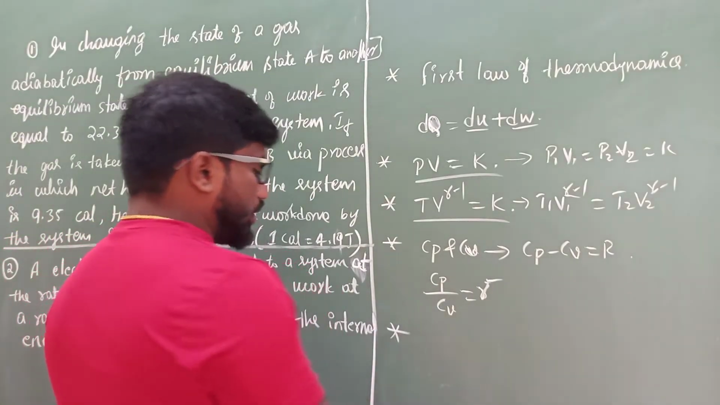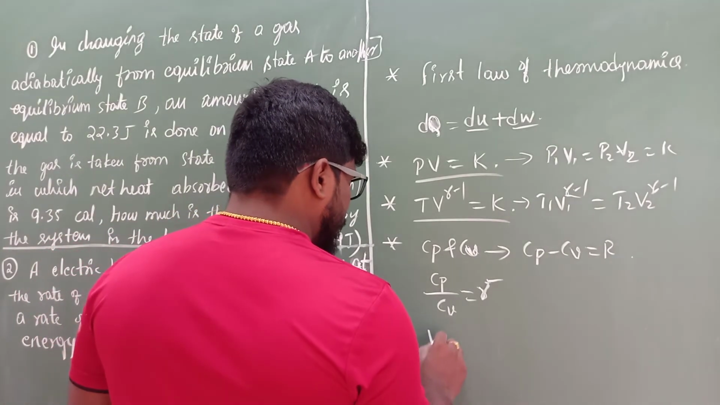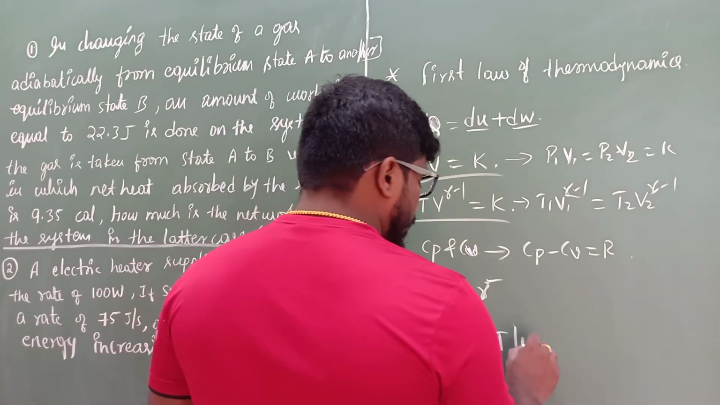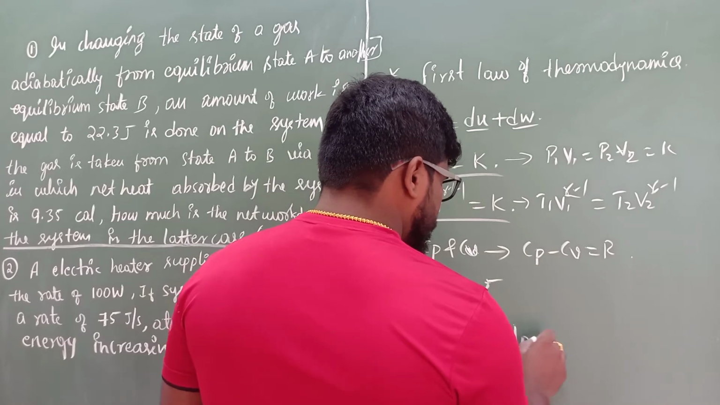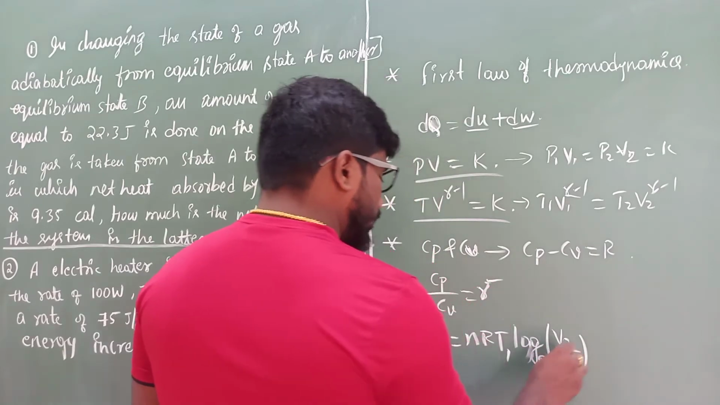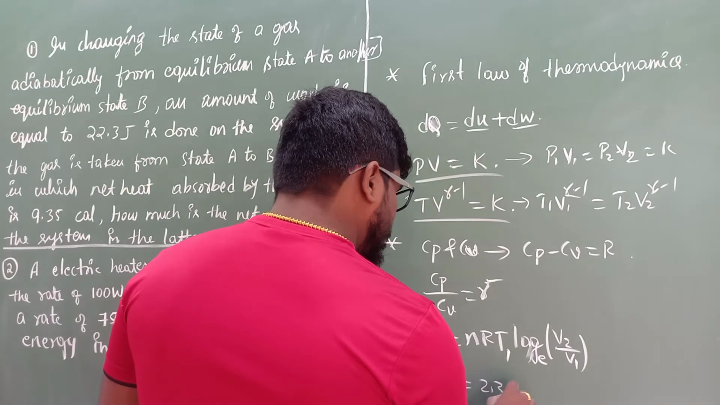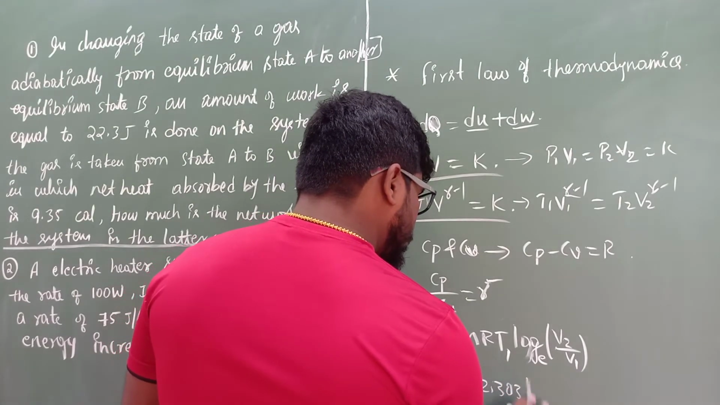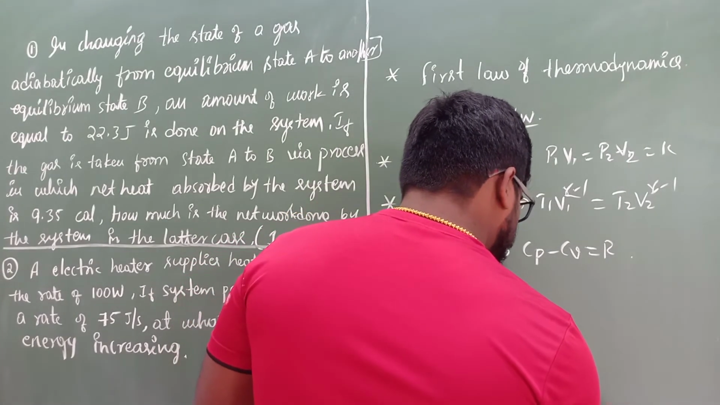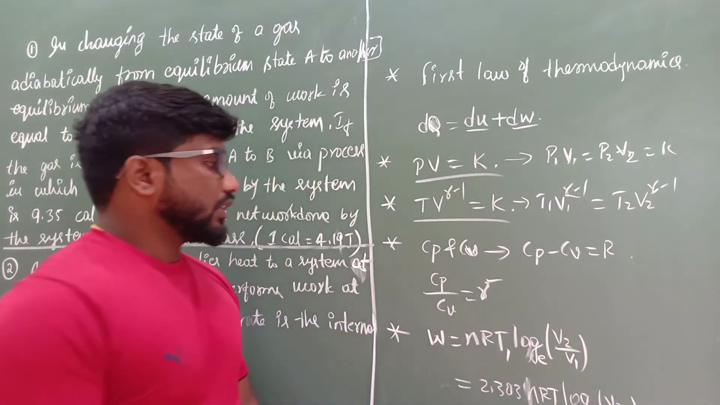Similarly, when you come to the work done by the isothermal process, what is the formula we got? Work done is equal to nRT into log of V2 by V1. Here the log is to the base e. If you want to convert that into base 10, you can use 2.303 into nRT into log to the base 10 of V2 by V1. So this is another formula.